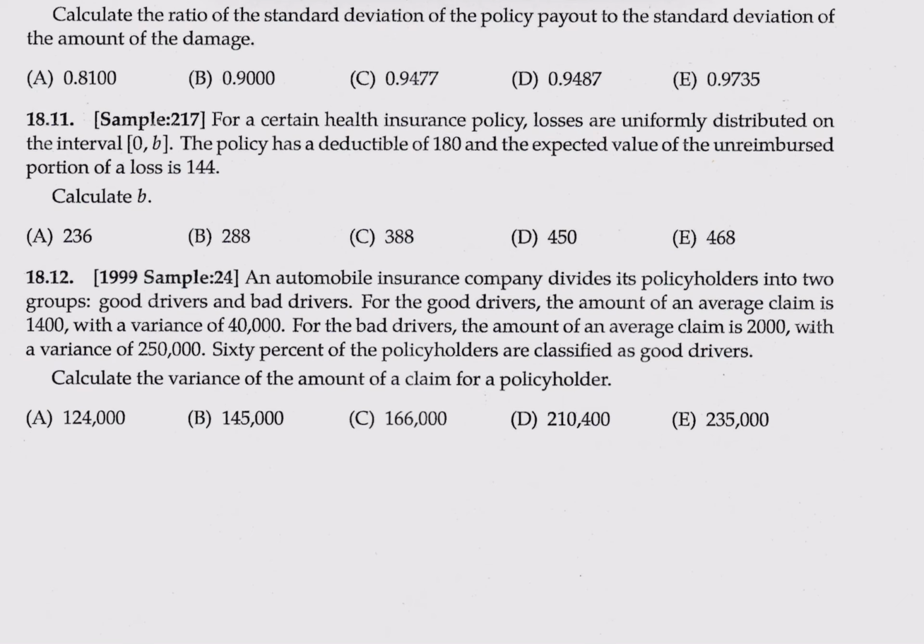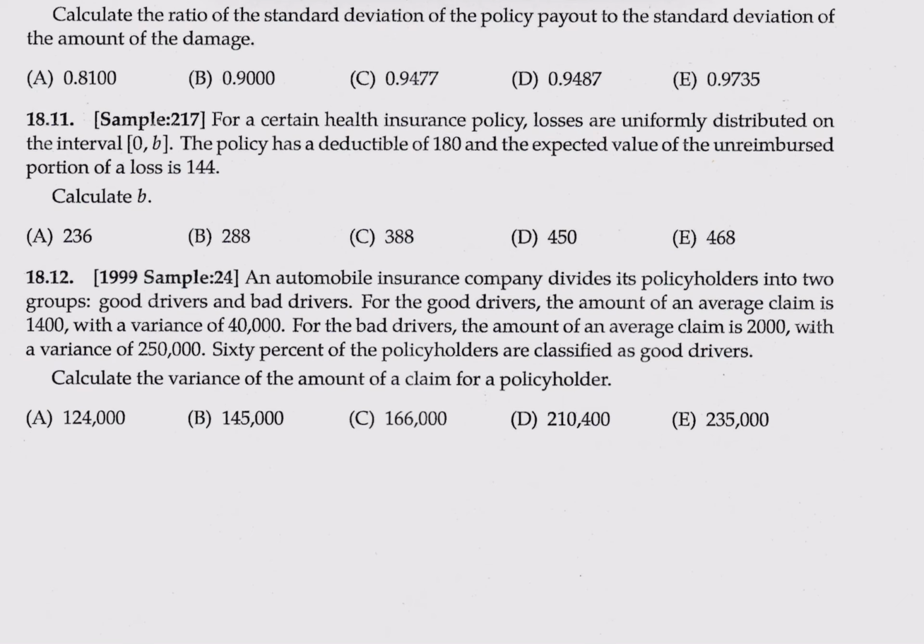which is a uniform distribution. There is a parameter, which is the range A and B. Uniform starts from 0 up to B. And there is sharing between the insurance company and the policyholder, which is the deductible, 180. This is given in the question.